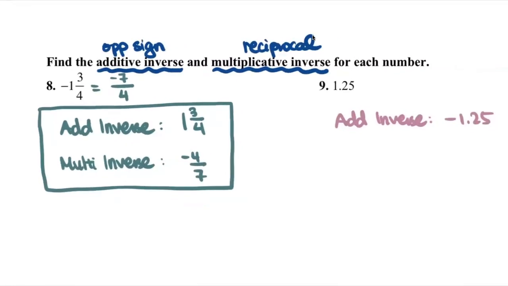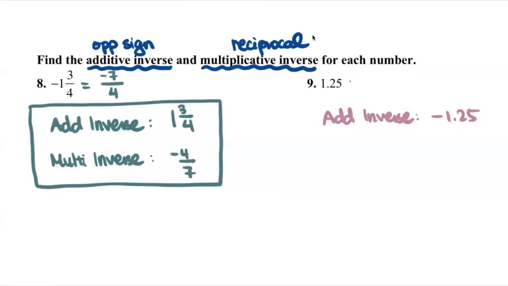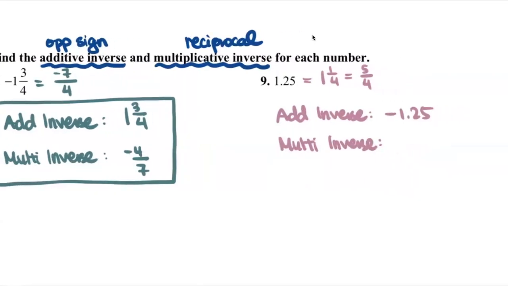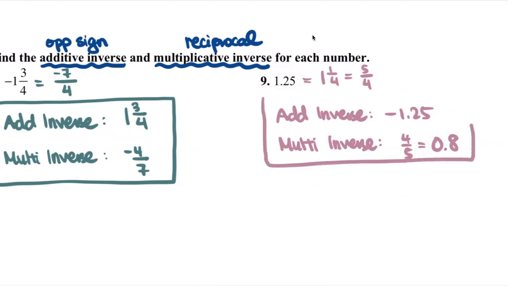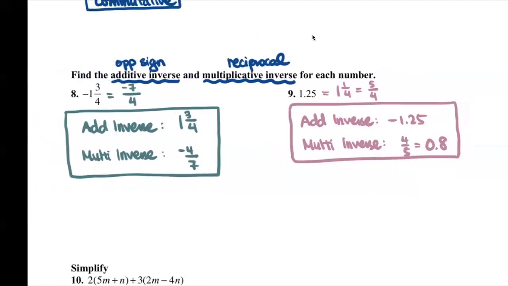All right, number 9. For this one, to find the reciprocal, I'll go ahead and write this in fraction form and then write that into an improper fraction. Now it'll be easy to do the reciprocal. So 4 over 5 would be the inverse. I would convert that to a decimal. I like to keep the same form of the number. If the original problem is a decimal, I like to leave my answer in that same form. So I'm going to leave that as 0.8. And that's your multiplicative inverse.